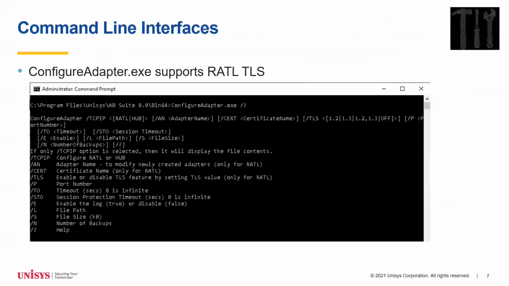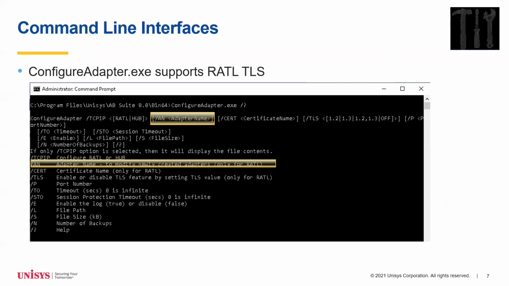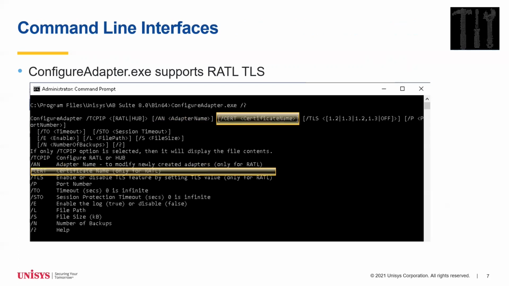Configure adapter.exe is a command line utility which allows the user to configure the runtime protocol adapter that can be used to connect external clients to the AB Suite application. Using the /an option, the user can view, edit, or customize their TLS and non-TLS Rattle services. /an is a short name for adapter name.